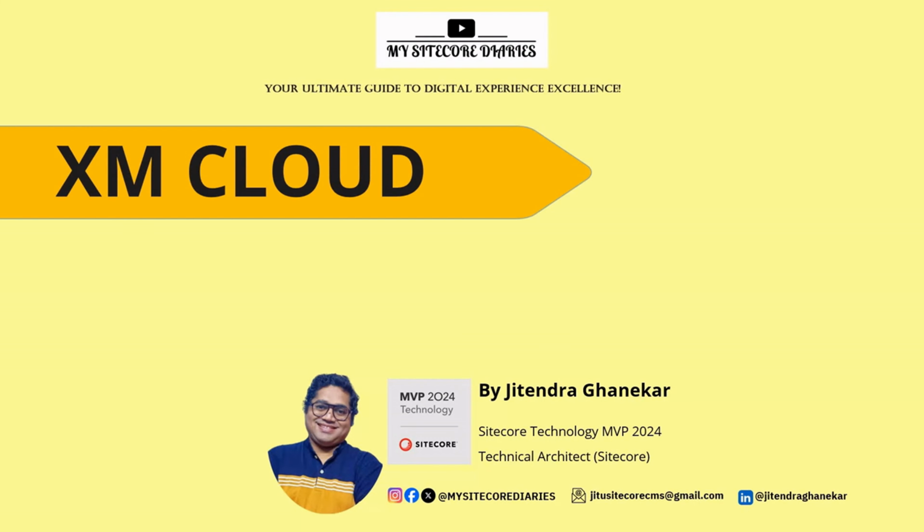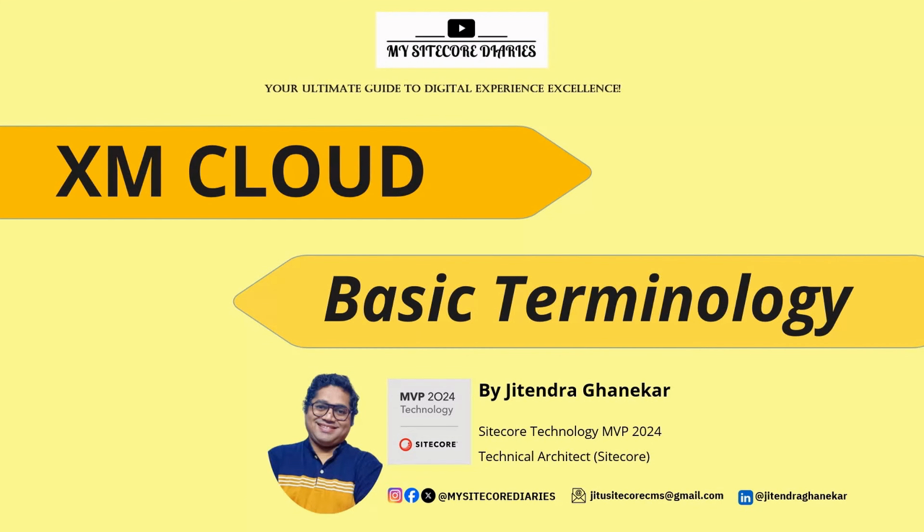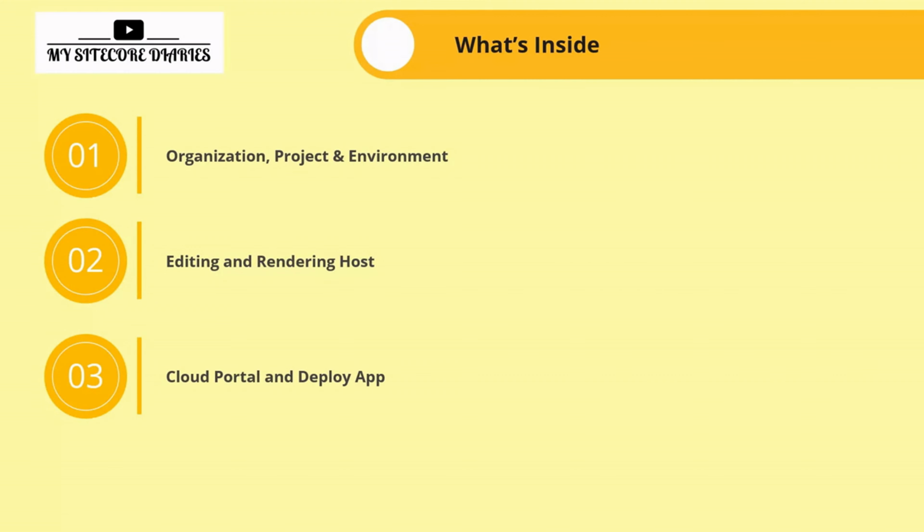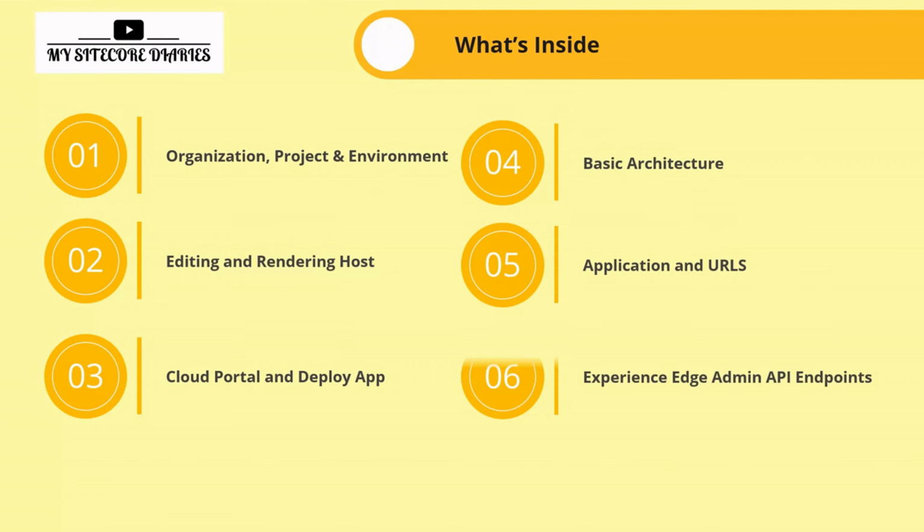So this is the video from the XM Cloud video series, and today we are going to see the basic terminologies used in XM Cloud. What we are going to see is what is organization, what is project, what is environment. Then we will see what is editing and rendering host, what is the use of cloud portal and deploy app, what is the basic architecture of XM Cloud, different URLs used in the different applications, as well as some admin API endpoints which Experience Edge provides. So all those things we are going to see in this video.